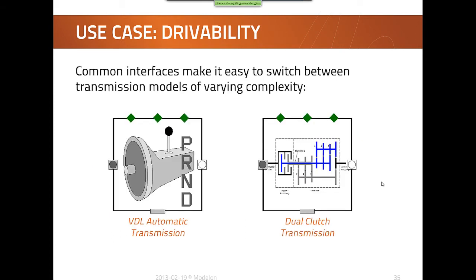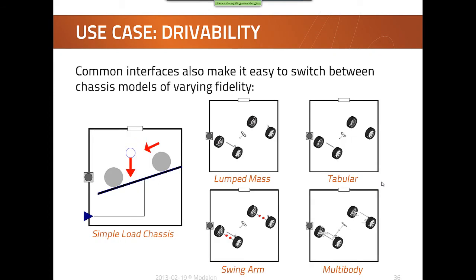The common interfaces make it easy to switch between transmission models of varying complexity. You could switch from the standard VDL automatic transmission model to a more complex dual clutch transmission. They also make it easy to switch between chassis models of varying fidelity. In the example I showed originally, there's a simple load chassis, which basically just loads the engine and transmission. It's very easy to go up to higher fidelity models, such as lump mass, swing arm, tabular, and ultimately multi-body models.